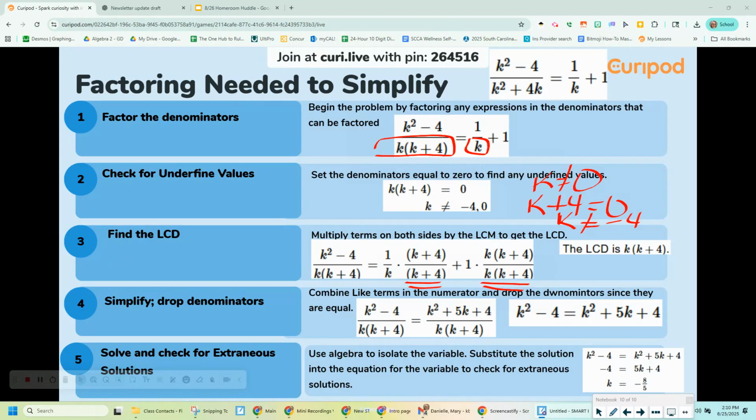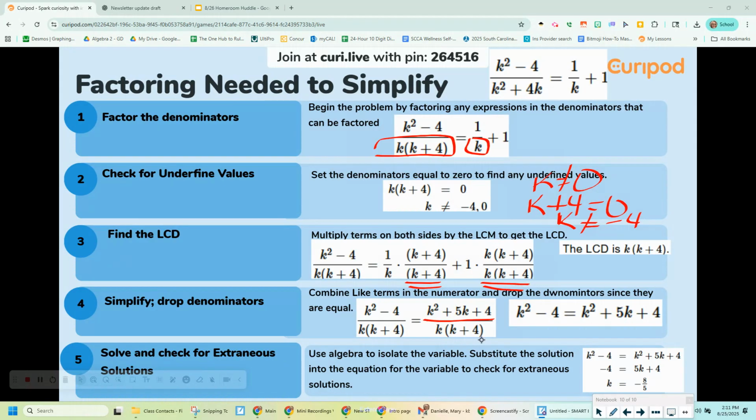k plus 4 plus k times k plus 4. And then when I combine the like terms, it's going to leave me with a trinomial, k squared plus 5k plus 4.